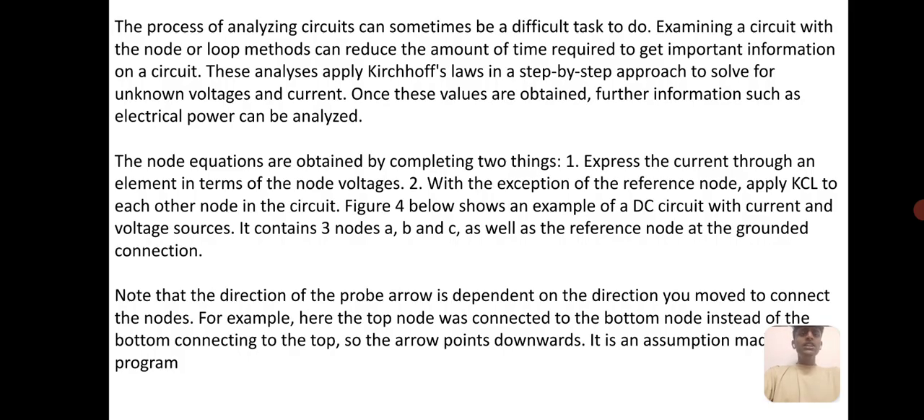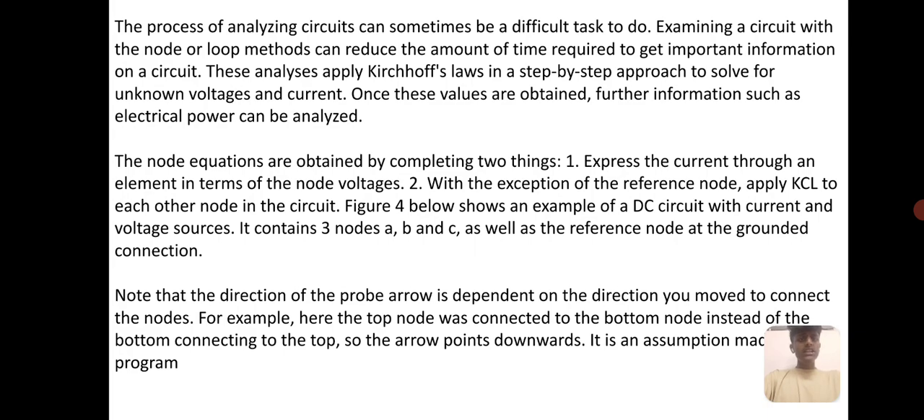The process of analyzing a circuit can sometimes be a difficult task. Examining a circuit with the nodes or loops methods can reduce the amount of time required to get important information on a circuit. This analysis applies Kirchhoff's laws in a step-by-step approach to solve for unknown voltage and current. Once these values are obtained, further information such as electrical power can be analyzed.